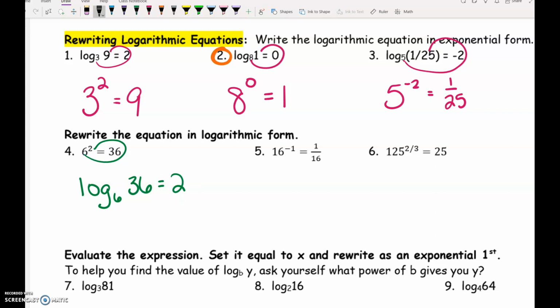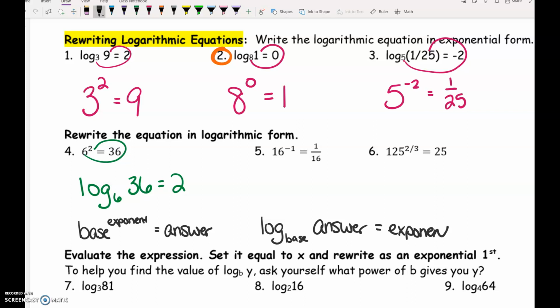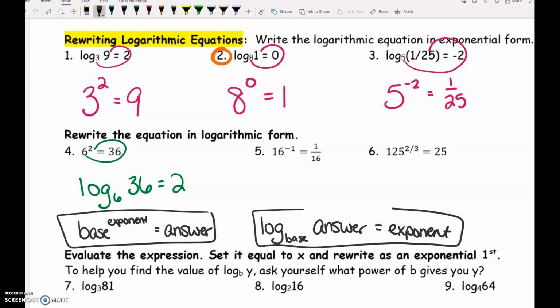Some people have found this to be helpful. Log base answer equals exponent. And I've written this on the board as well to help you. But this just shows you that in the logarithmic form, the exponent ends up being on the other side of the equal sign. So on number 5, we start with the 16 and we go, woo!